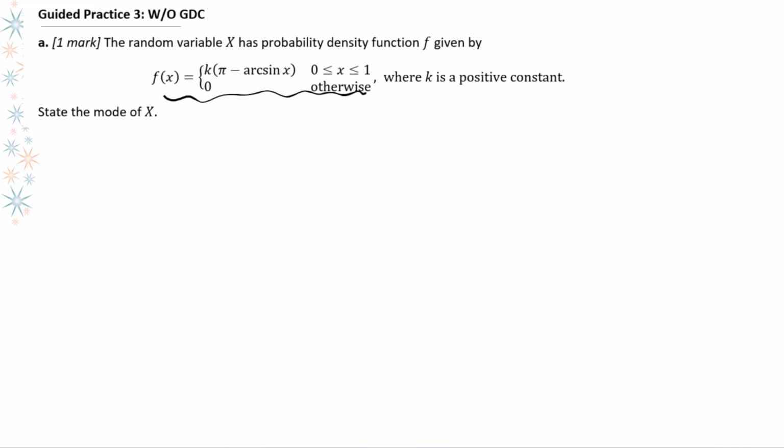Guided practice 3. The random variable x has a probability density function f given by this piecewise function, where k is a positive constant. State the mode of x. We are looking for x equals c, where f of x is at a maximum.